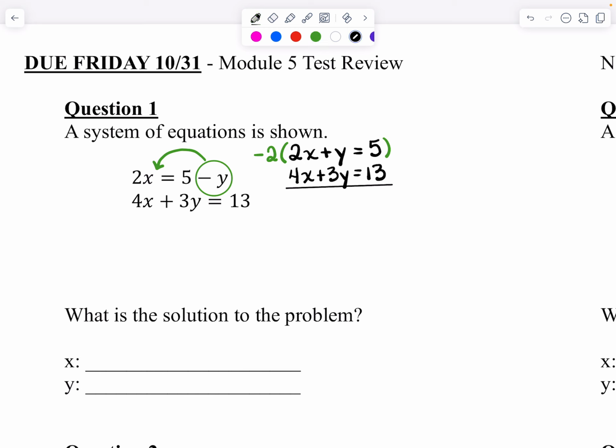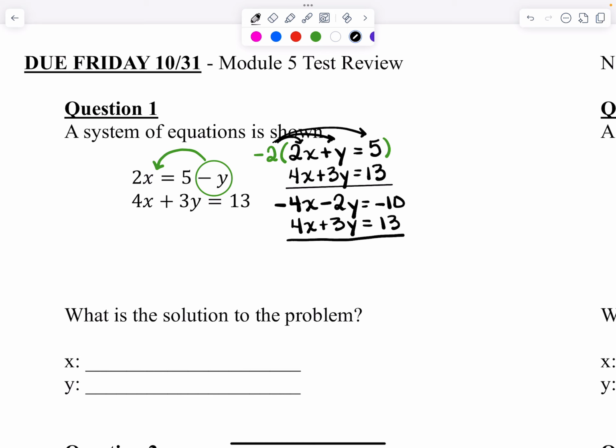So -2 times 2x gives me -4x. -2 times y gives me -2y, and -2 times 5 gives me -10. So that's equation A. I still want to combine it with equation B, and that one I don't need to change, so all I'm going to do is rewrite it. So again, rewrite them. Whenever they ask you to rewrite them or do something, rewrite it. Don't try to remember all those numbers in your head.